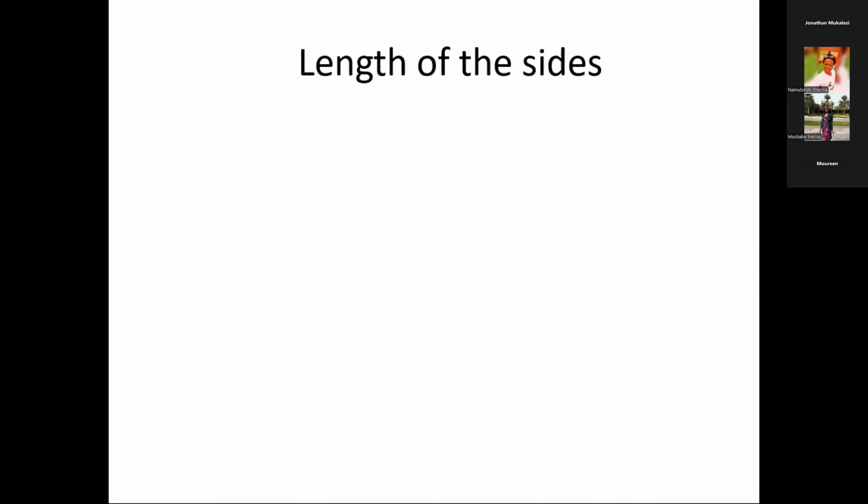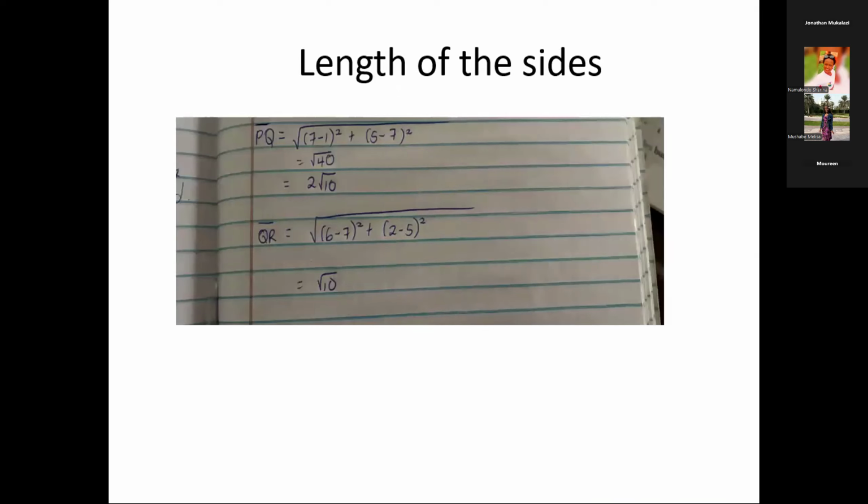Then we went ahead to calculate the length of the sides, PQ and QR. So PQ gave us 2 root 10, from 7 minus 1 squared plus 5 minus 7 squared, all under square root. I hope you know how to use that formula for length of sides. Then the length of QR gave us root 10, yes?